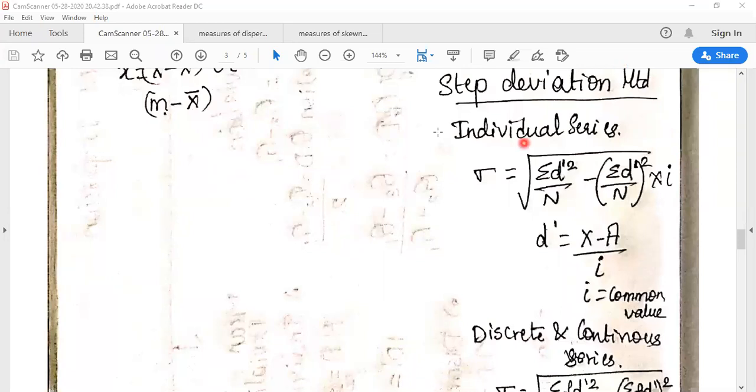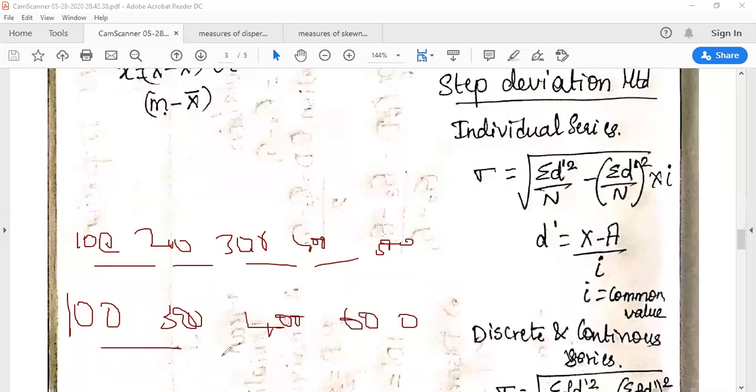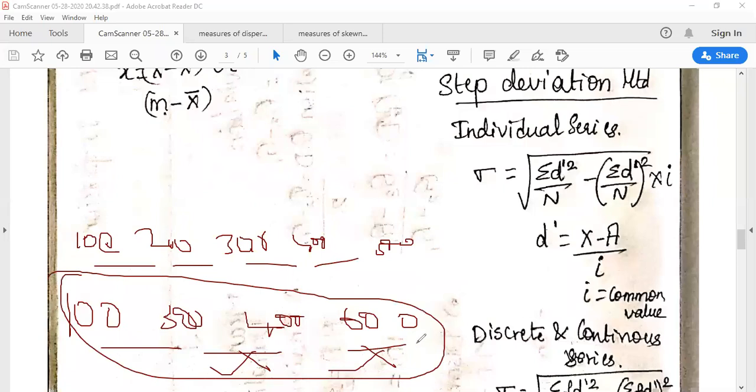For example, if I take data with 100, 200, 300, 400, 500, here if you see, everywhere there is a difference of 100. But if I take data 100, then 300, then again 400, then 600, you see there is no equal gap between the data. In such data, I cannot find the step deviation standard deviation.